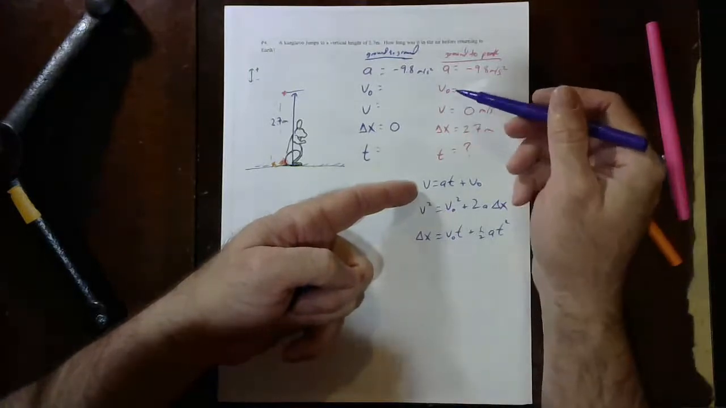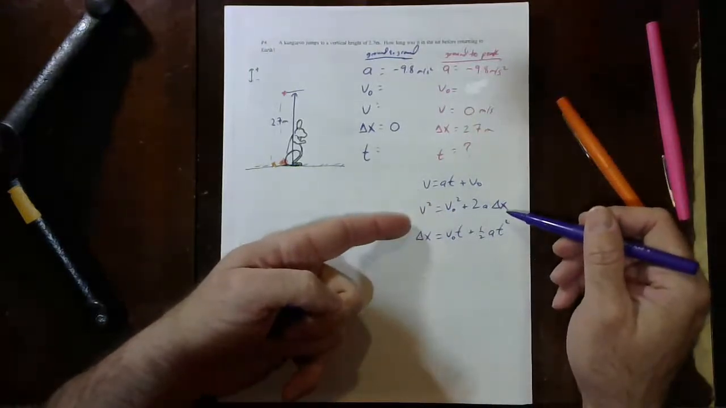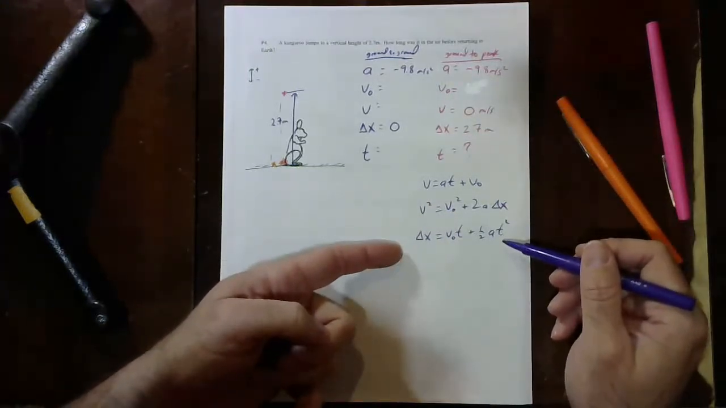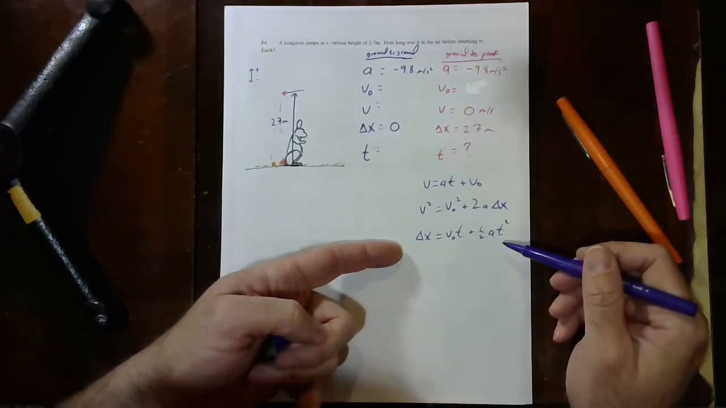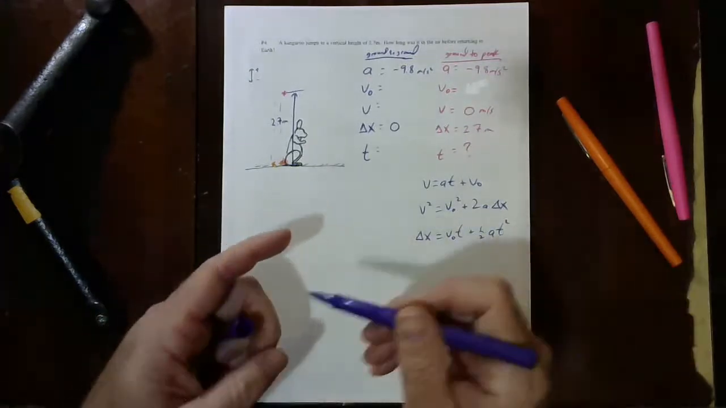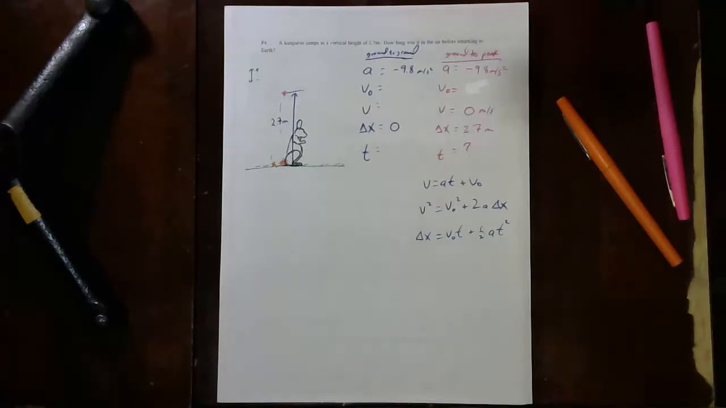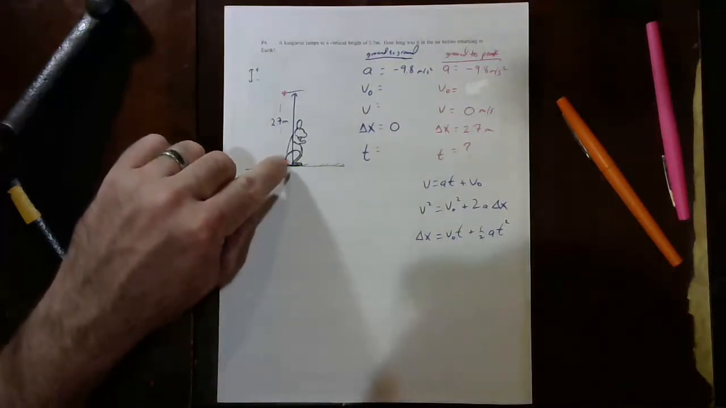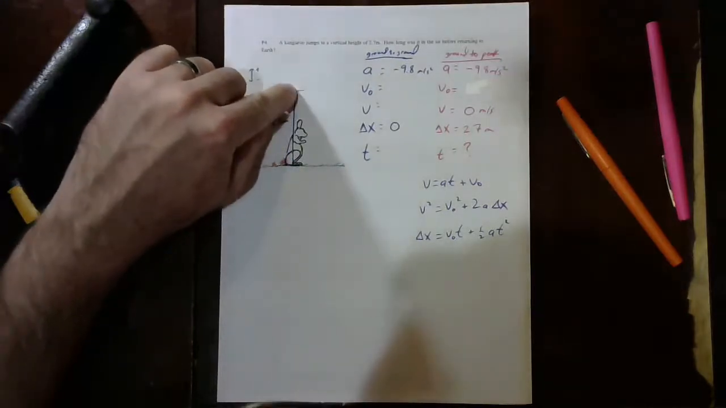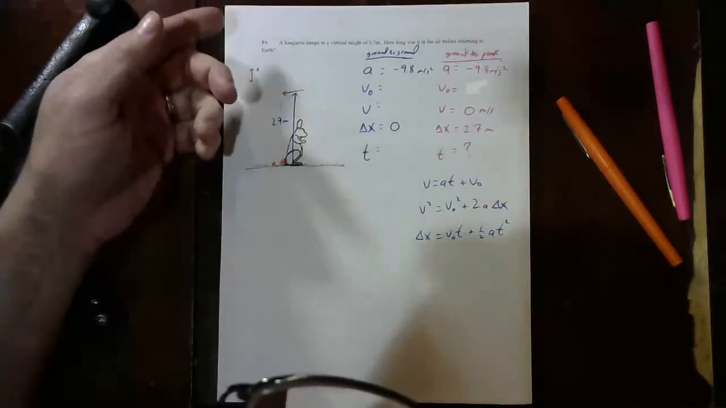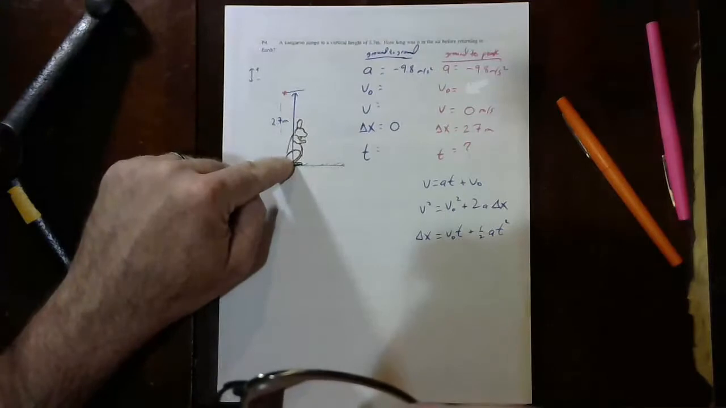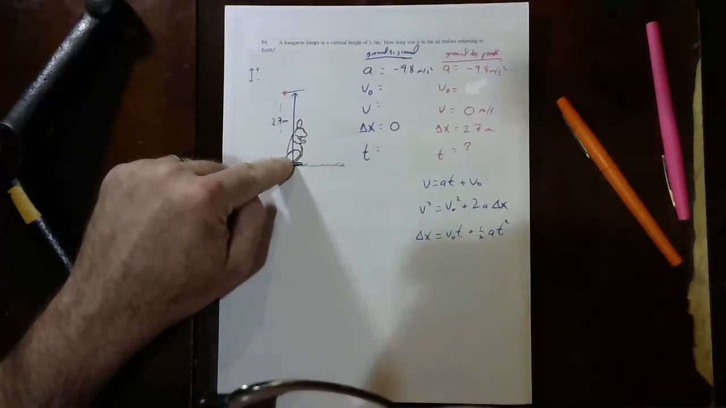We want one that's missing V naught. This one is missing time, and this one's missing V final. And you're like, oh, you've got to be kidding me. Well, there's another option, and that is, instead of looking at the motion from here to the peak, why don't we just look at the motion from the peak back down? Do you see what I'm saying?